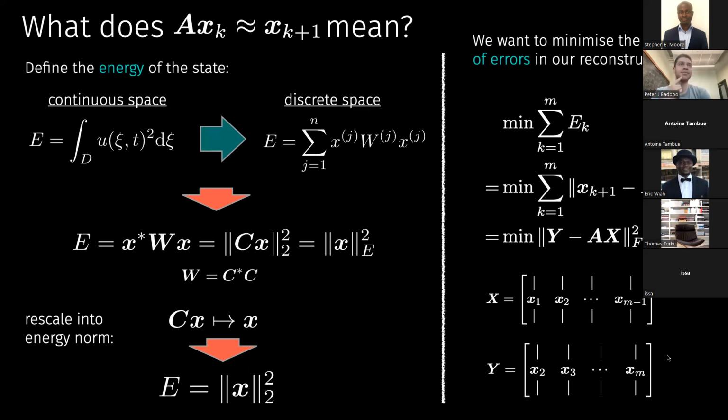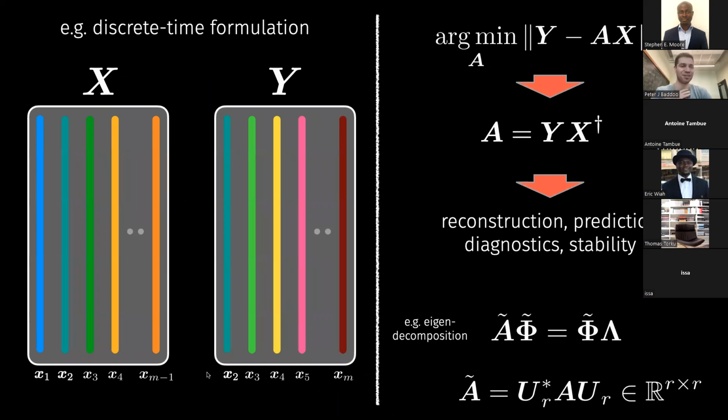Okay, I butchered the explanation a little bit, but this is a really helpful picture. This X matrix has all these different columns, and then the Y matrix has the same columns, but just shifted to the left.